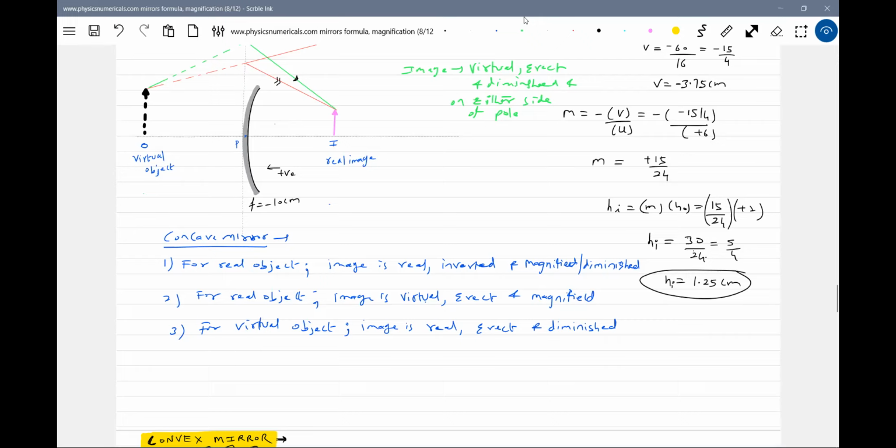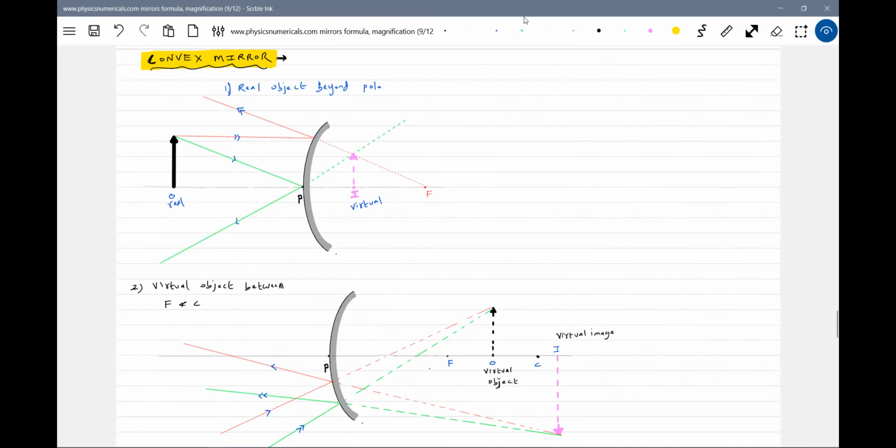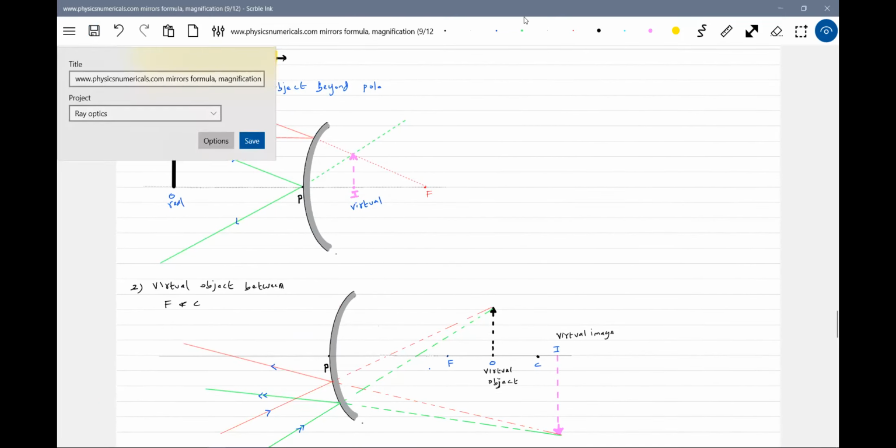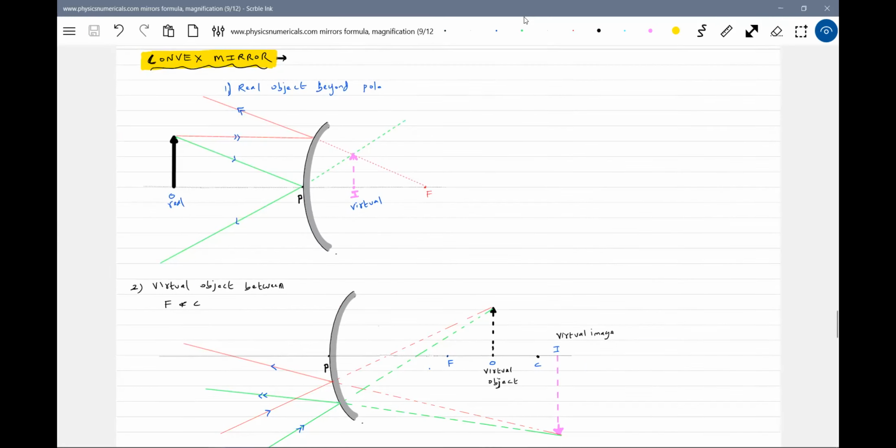About the use of mirror formula and magnification formula for concave mirror. Now we'll similarly focus on convex mirror. I have brought again the ray diagrams. I have pre-drawn them so that we can save time and I can focus more on explanation. Drawing and explaining in parallel will take more time. That's why I drew them.